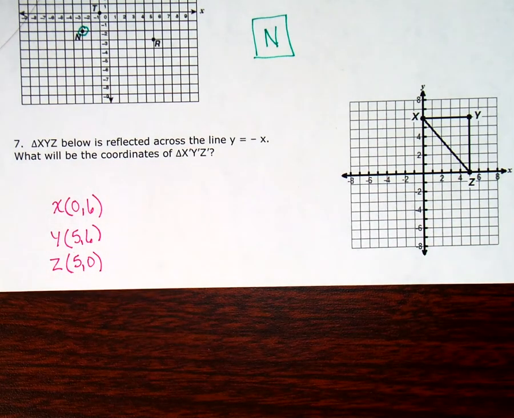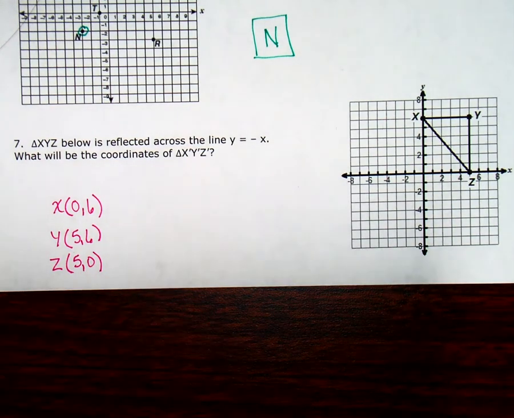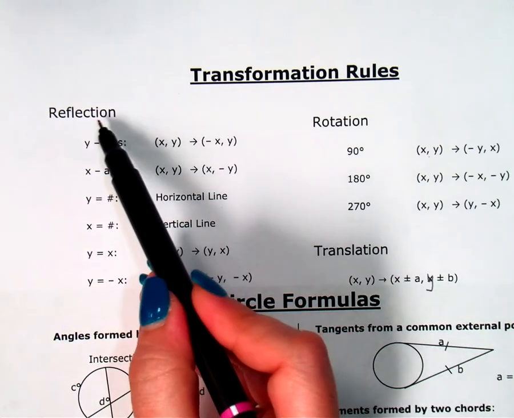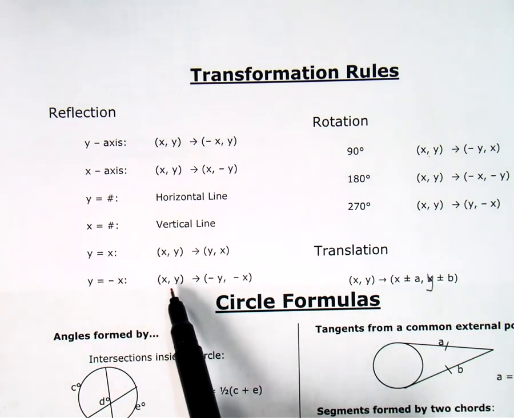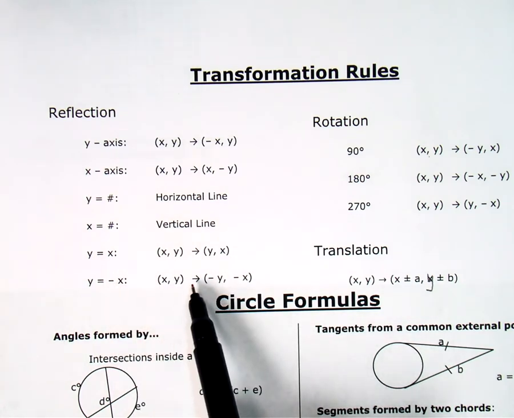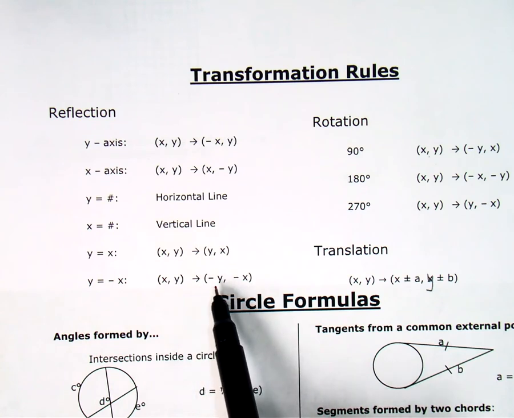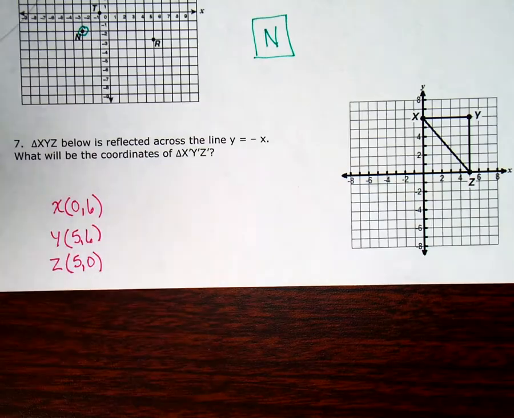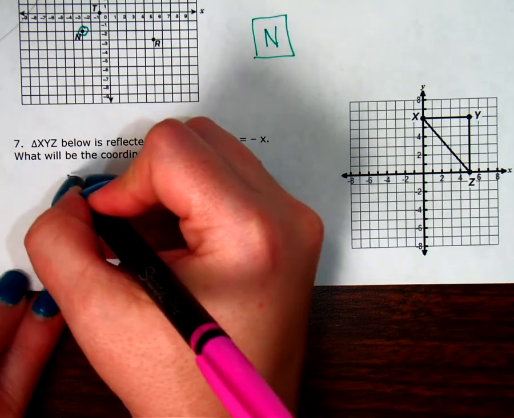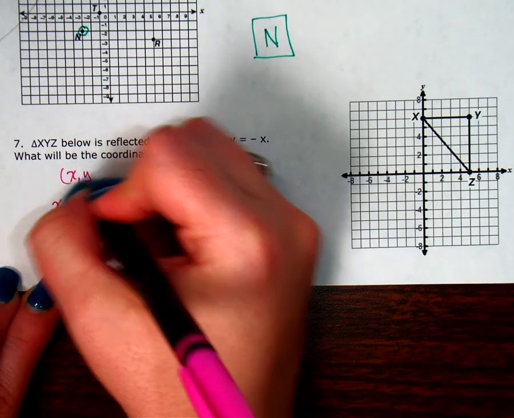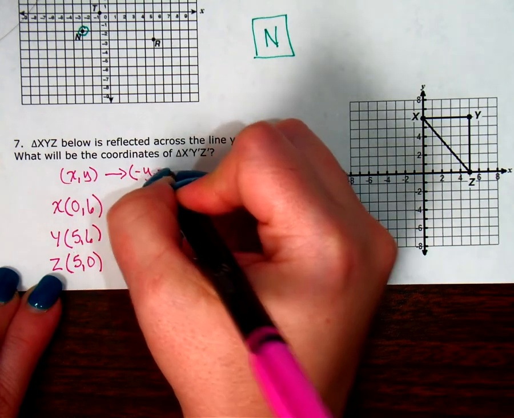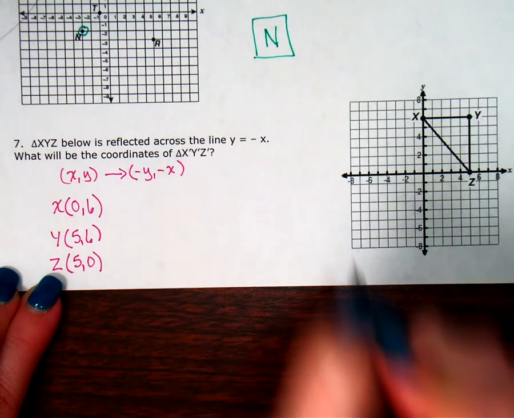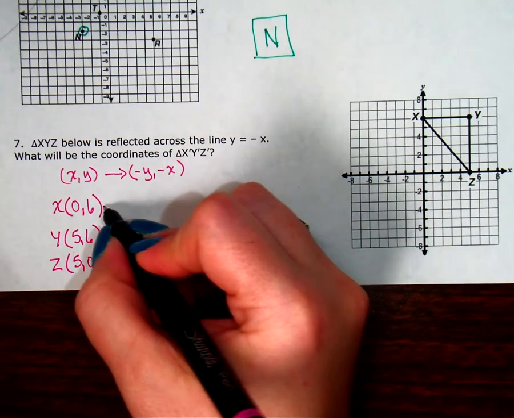Then I'm going to look at my formula chart and see what it tells me to do when I'm reflecting across y equals negative x. So it's a reflection in y equals negative x. It's this very bottom one. It says take your x,y point and reflect it to the opposite of y, the opposite of x. So x,y is going to become the opposite of y, the opposite of x. Okay? All right, so let's do that.